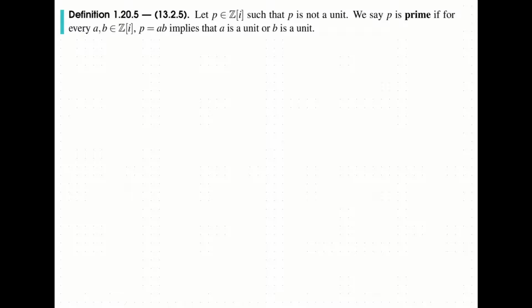So now we can go ahead and define what it means for a Gaussian integer to be prime. So let us go ahead and take some element p in the Gaussian integers with the property that p is not a unit, and we will say that it is prime if for every a, b in the Gaussian integers such that p is equal to a times b, then this implies that a is a unit or b is a unit. And notice that this definition extends to the negative integers over Z.